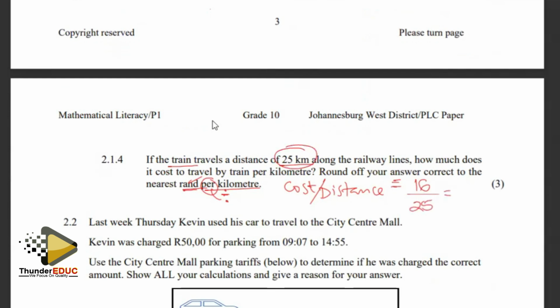You end up having an answer of 64 cents. So they said round off to the nearest rand, which becomes 1 rand per kilometer.